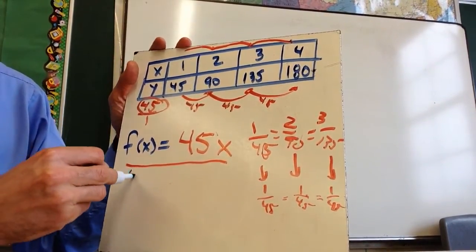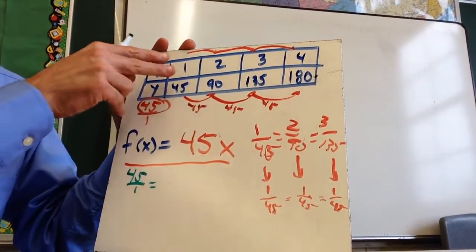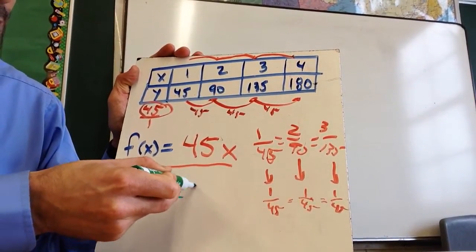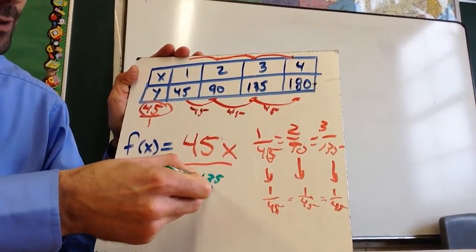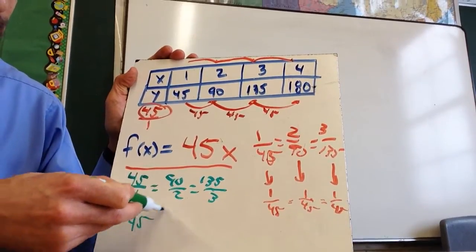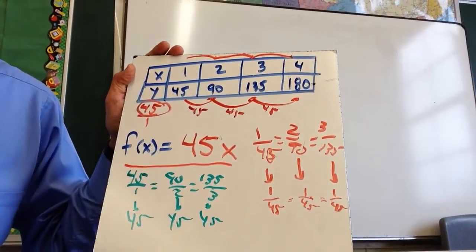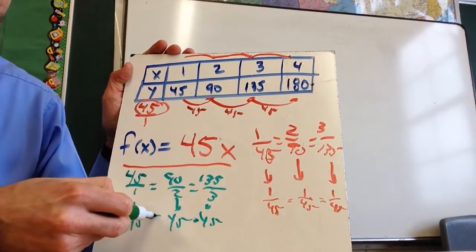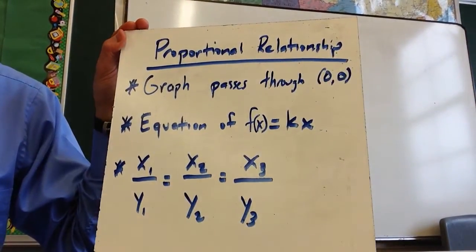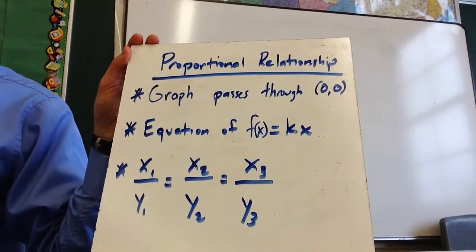So you could have gone 45 over 1. And for some of you, it may be easier to see it when you put the y on top, but that means I need to take these and flip them. 45 over 1, 90 over 2, 135 over 3. And then when I reduce this, this becomes 45, this becomes 45, and this becomes 45. So they're all equivalent. Right? So that satisfies now that third part. So this is an equivalent, a proportional relationship.